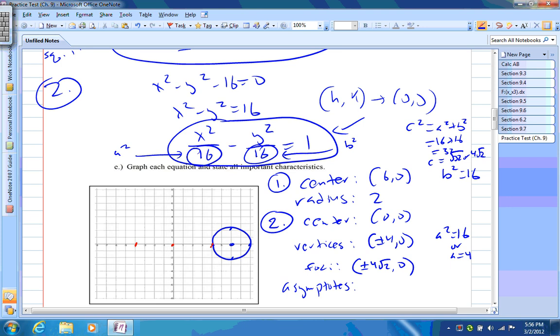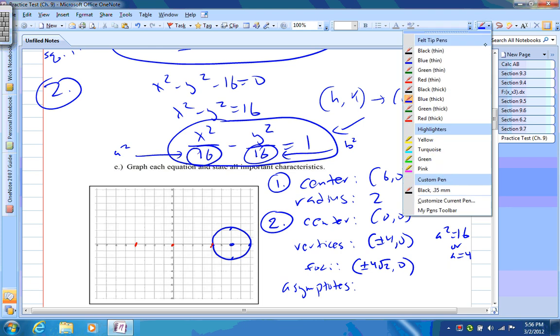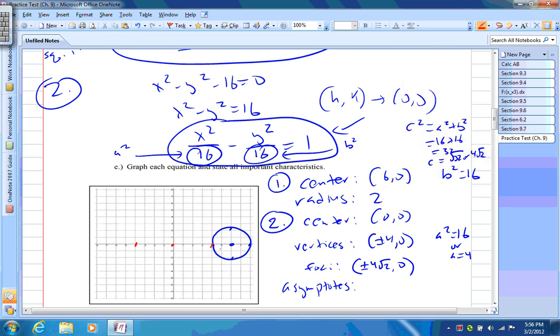And we have to be 4 root 2 away from the center, so that's why it's going to be plus or minus 4 root 2. And that's going to be roughly between 5 and 6. So my foci will be here and there, between -5 and -6 on the other side. And again, since b squared is 16, b is going to be 4. So I've now got enough to draw my rectangle.